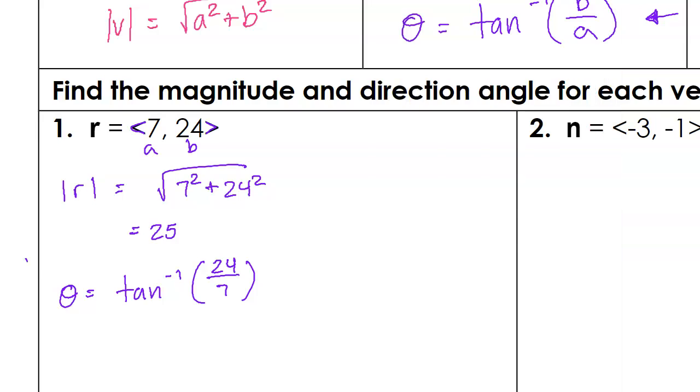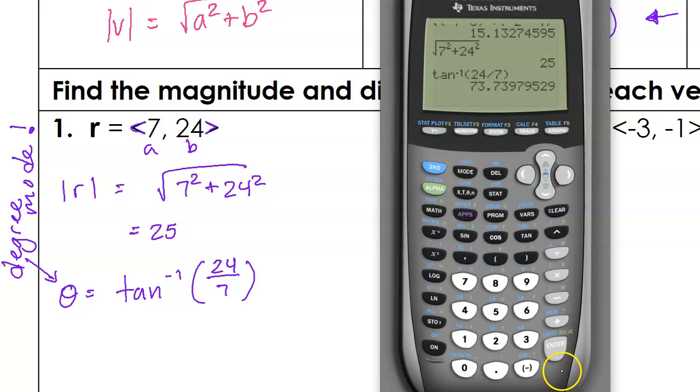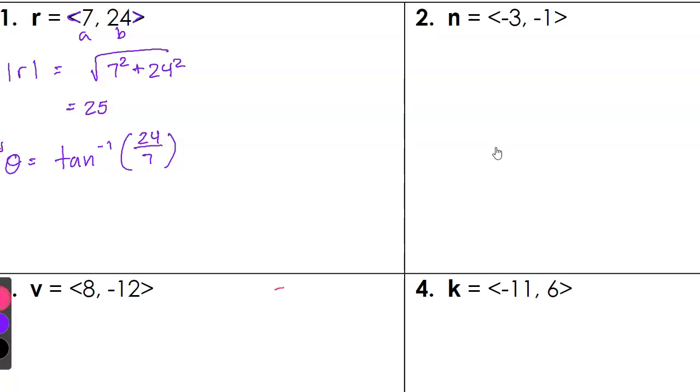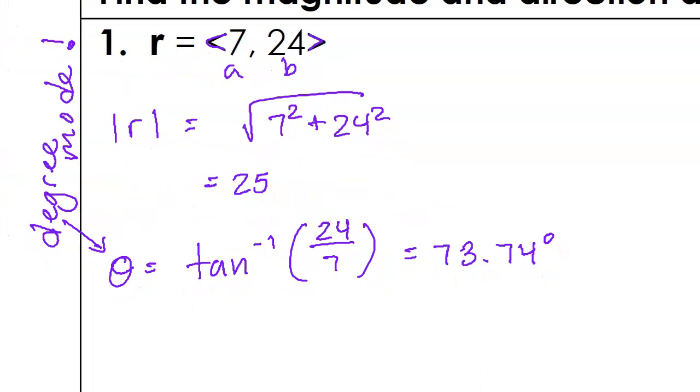I should probably write that. Degree mode. And we're doing inverse tangent of 24 over 7. And we get 73.7 degrees. And I'm done.